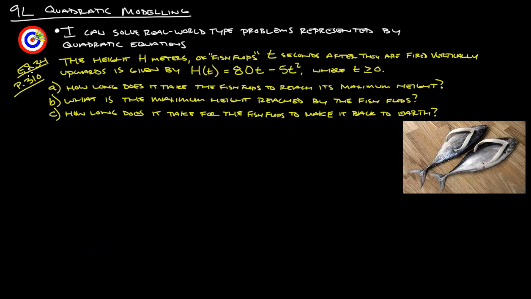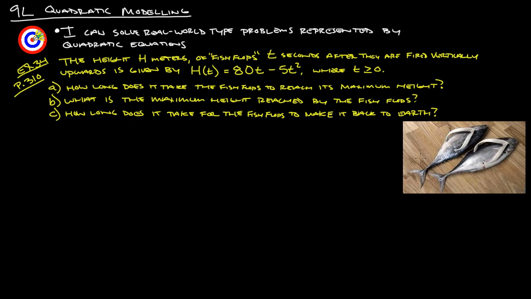Okay. So this is similar to example 34 from page 310, and this one is talking about launching some fish flops. So the height h in meters of fish flops t seconds after they're fired vertically upwards is given by h of t equals 80t minus 5t squared, where t is greater than or equal to 0. Okay? So, how long does it take the fish flops to reach its maximum height?